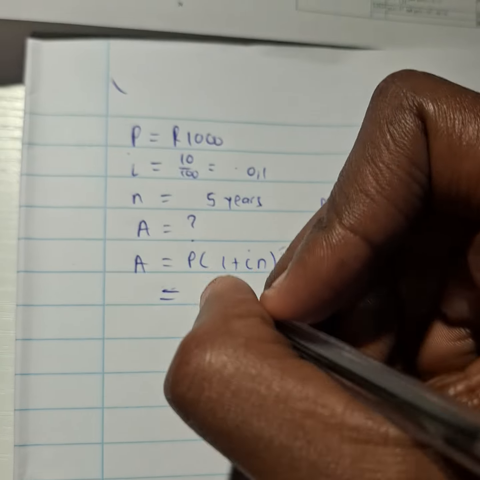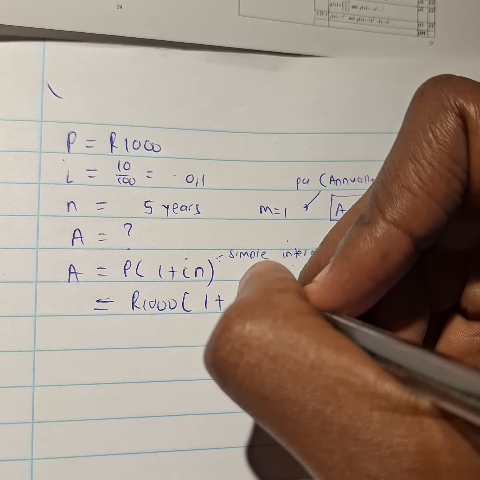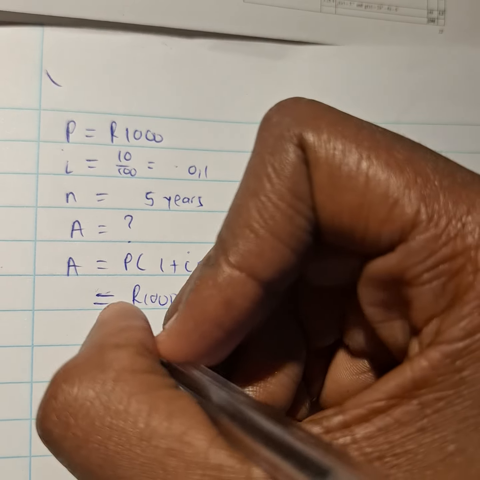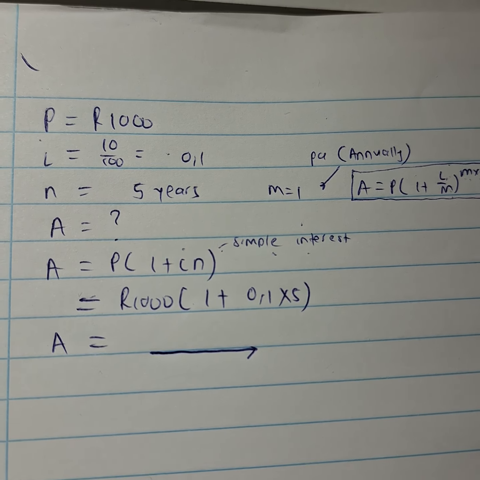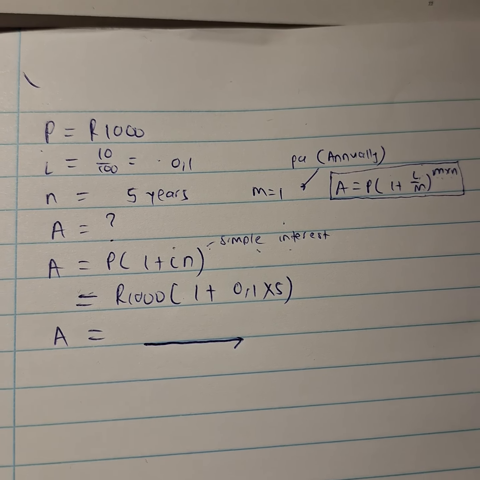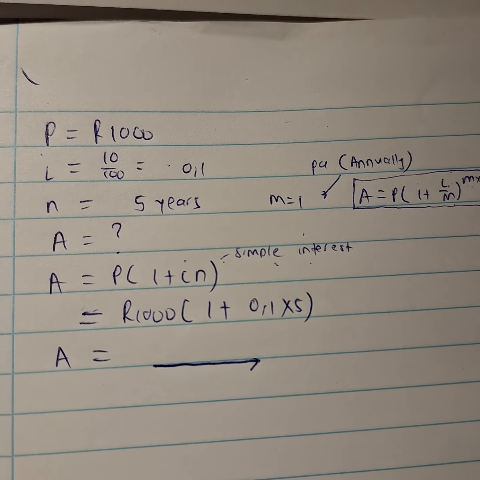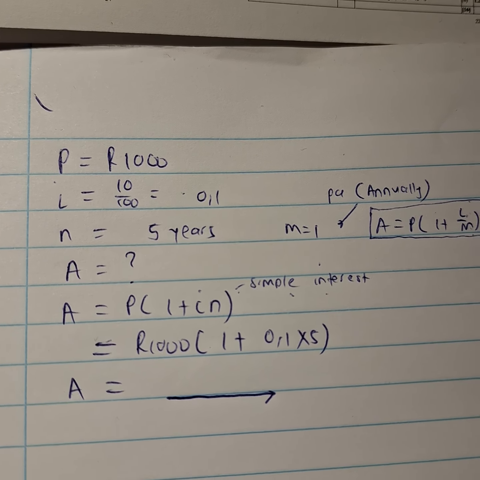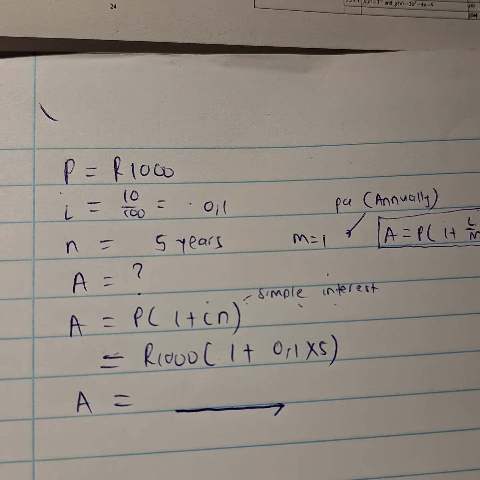Anyways, for P we substitute 1,000, times (1 plus the I, which is 10 over 100, which we now know is 0.1, times the N, which is 5). So we want to punch this into the calculator and then round off to 2 decimal places, as we would normally. I'm just going to quickly use the calculator and check what I get. It's 1,000 Rand, then in brackets 1 plus 0.1. So you would use your beautiful calculator.